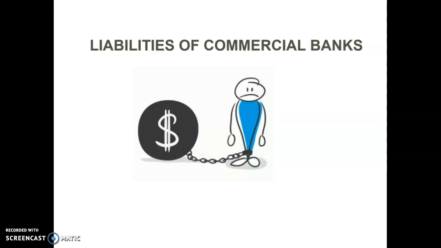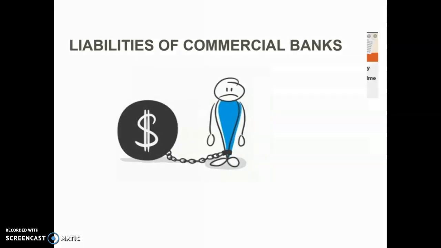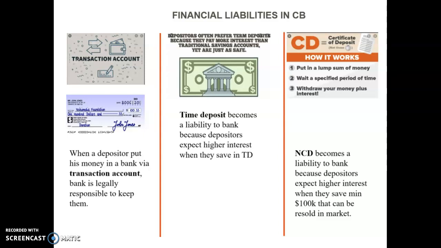Let's now look at the liabilities of commercial banks. There are 3 items which are normally liabilities in commercial banks. First, transaction accounts. The transaction accounts are the sum of non-interest-bearing demand deposits and interest-bearing checking accounts. When you and I deposit our money through a transaction account, the bank must secure our money and be responsible to save them. Second, household or retail savings and time deposits.